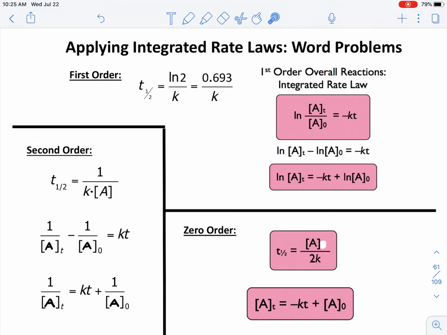Hey guys, welcome back to another lecture video for Chem 115. In this lecture video, we will learn how to apply integrated rate laws in a word problem type setting.